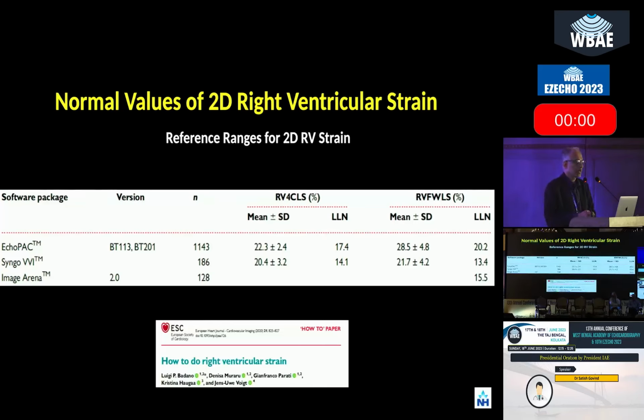Now the problem starts here. So what are the normal values? This is a paper which was published in 2020, a simple paper, just a how-to paper, and here the normal value is given.